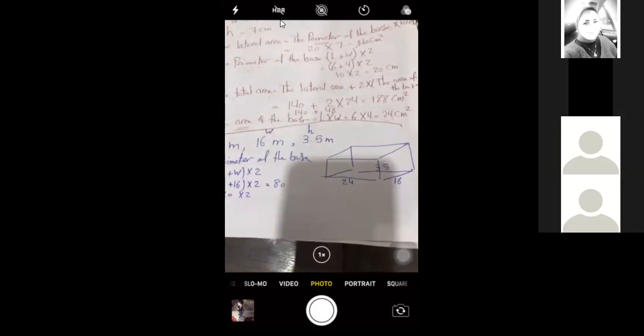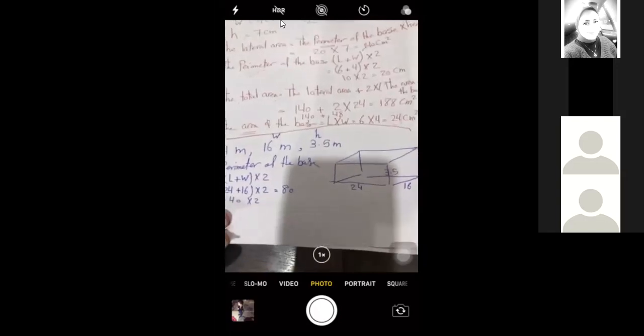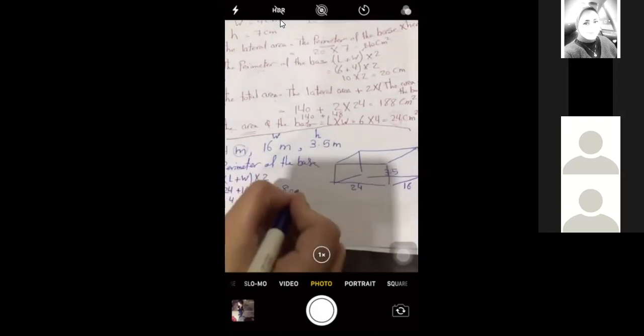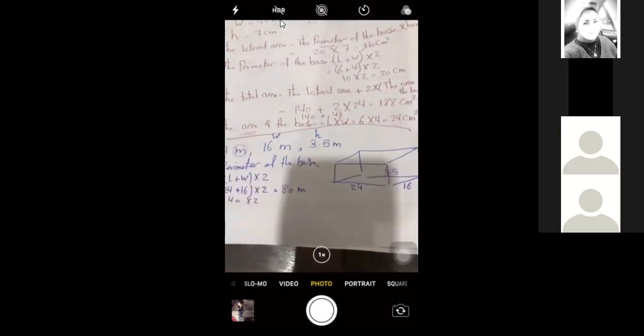No. Look at the length, width and height. Here it is meter. It's not centimeter, it's 80 meter, okay? Okay, how can we get the lateral area now?